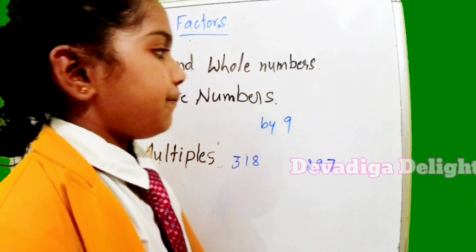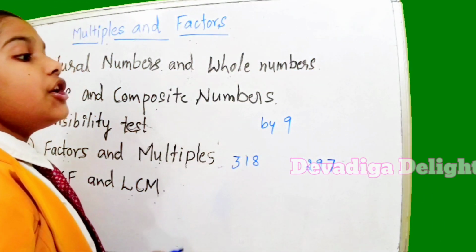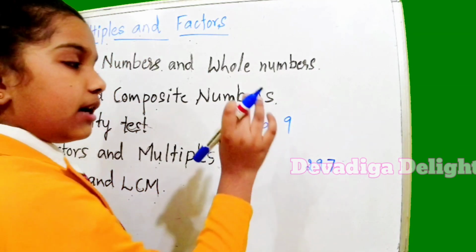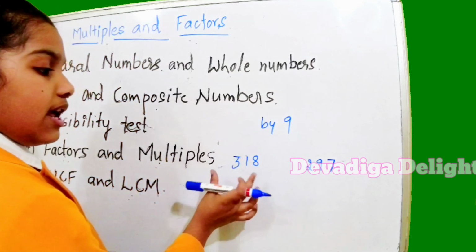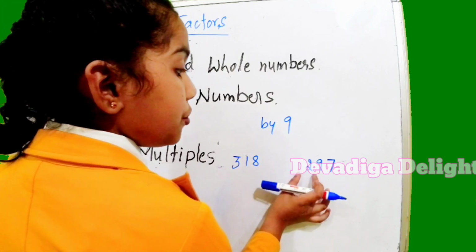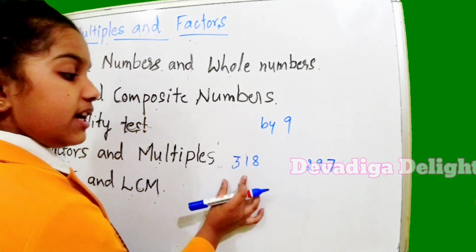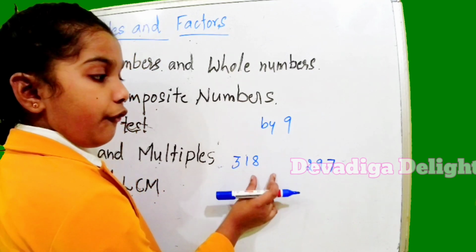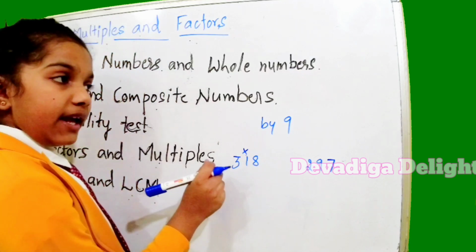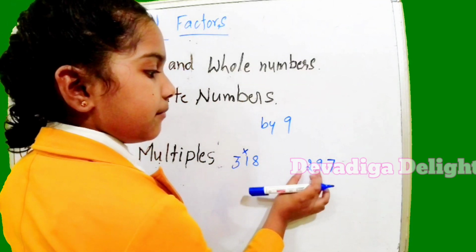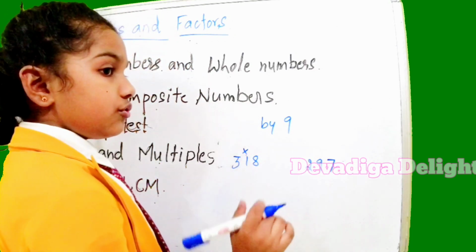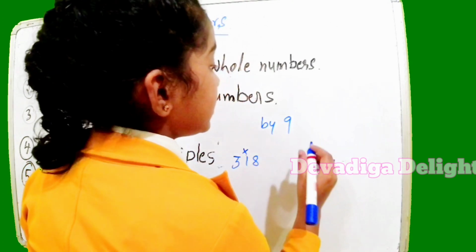Divisibility test by 9. For checking the divisibility test by 9, it is similar to the one with 3. You have to add the digits and see whether the sum comes in the 9 table or not. We have taken two examples, 318 and 297. We'll start with 318. 3 plus 1 is 4, 4 plus 8 is 12. 12 does not come in the 9 table, so it is not divisible by 9. Then in this number, 2 plus 9 is equal to 11, 11 plus 7 is equal to 18. So this number is divisible by 9.